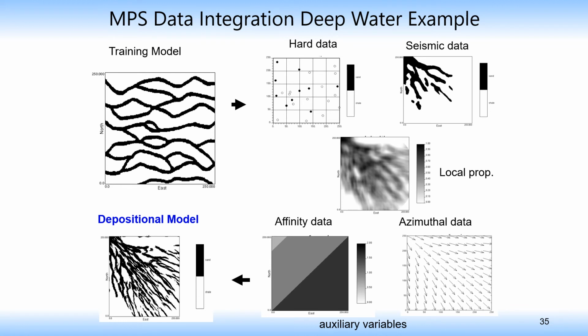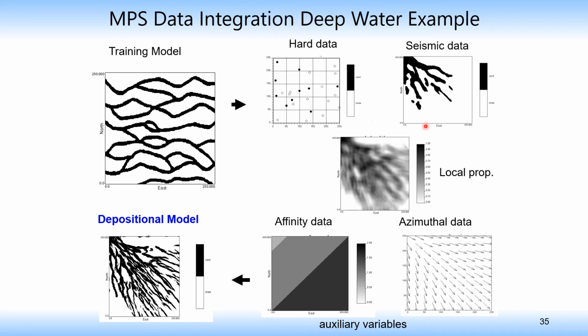Multi-point statistics uses a training image, so it's our concept model. It can be from a variety of sources: aerial photos, old models that are reused, or object models can be set up, not conditioned to wells, and used to get the shapes. We condition to the hard data.